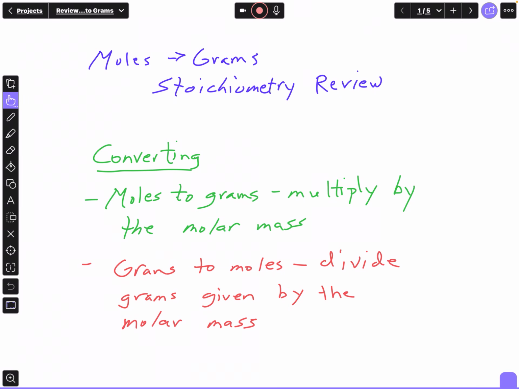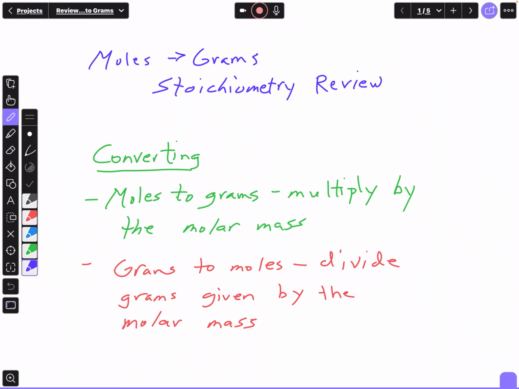Okay, so this video right here is going to be a review of what we talked about yesterday, which is moles to grams stoichiometry problems. And first, to review just basic information, when we convert moles to grams, we multiply by the molar mass. And we know the molar mass is when we add up all the individual atomic masses and multiply by the number of atoms in the formula and add them all together to get the total molar mass of a compound or a substance. So moles to grams, we multiply by the molar mass.